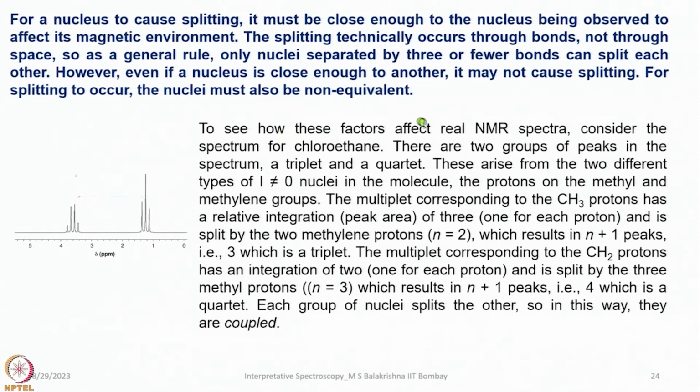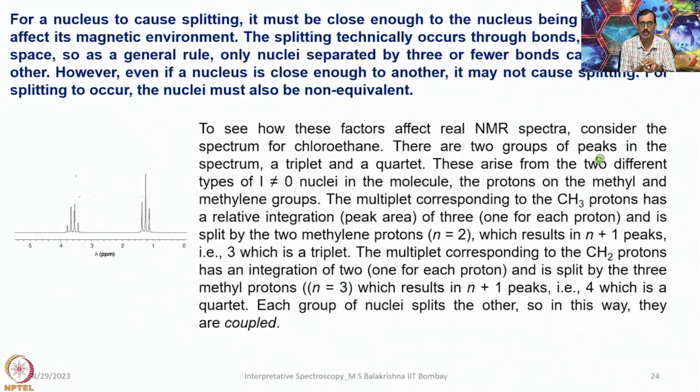To see how these factors affect real NMR spectra, consider the spectrum for chloroethane. There are 2 groups of peaks in the spectrum, a triplet and a quartet. These arise from the 2 different types of I equals non-zero nuclei in the molecule, the protons on the methyl and methylene groups. The multiplet corresponding to the CH3 protons has a relative integration of 3, 1 for each proton, and is split by the 2 methylene protons, N equals 2, which results in N+1 peaks, that is 3, a triplet.